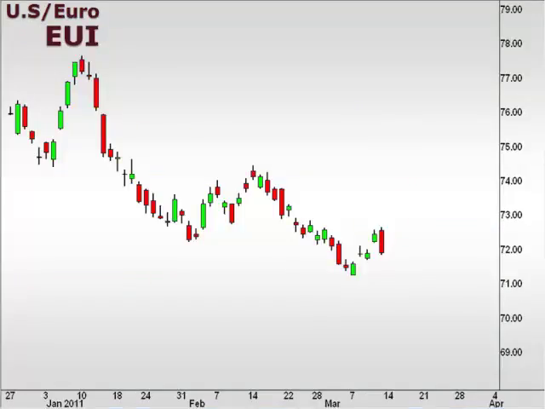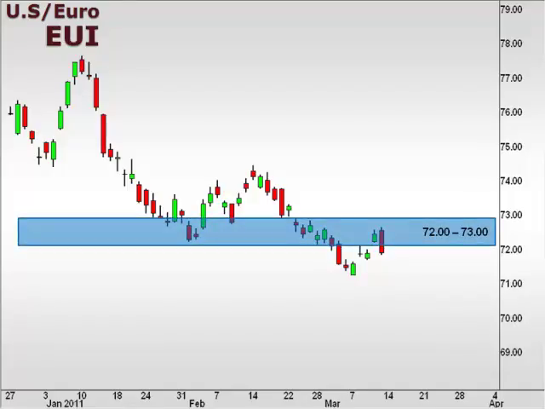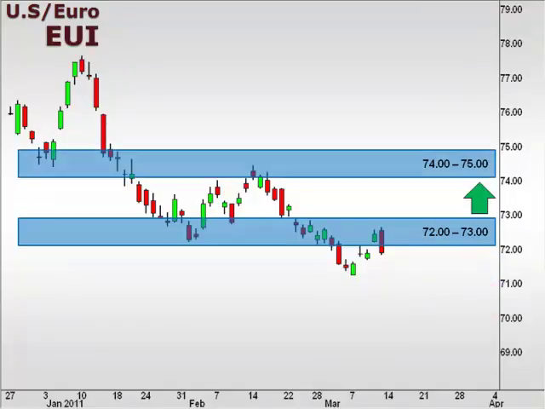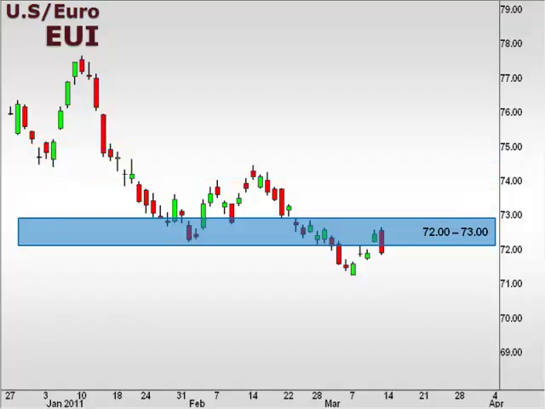Let's take a look at the EUI, the U.S. dollar versus the euro. Well, the EUI retraced moderately early last week, but closed the week with a bearish reversal at the 72-73 resistance level. Now, this suggests the possibility of an extended move lower towards the 70-71 focal zone. A break above 73 opens the window for a move towards the 74-75 resistance level. However, until that takes place, the trend remains to the downside.